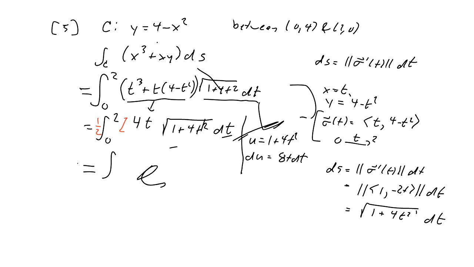So 2 times 4t is 8t dt. So this is 8t dt. That's my du. And the square root of 1 plus 4t squared is the same as the square root of u.